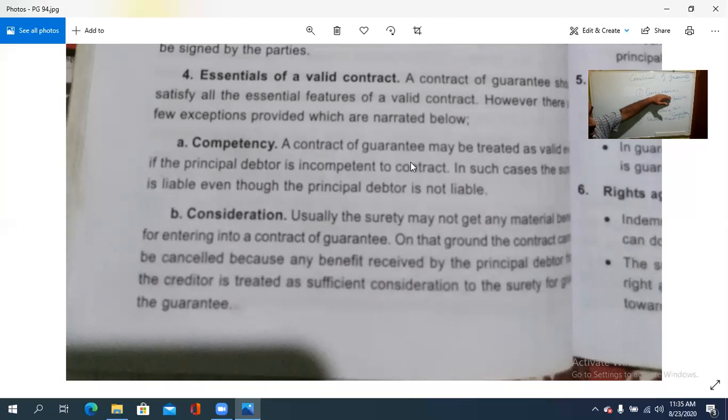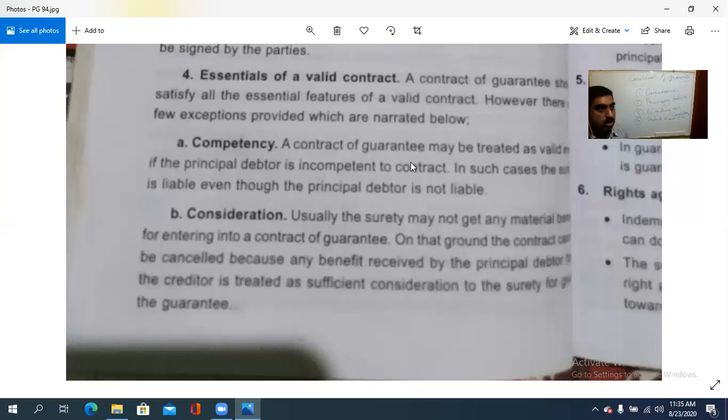Concurrence. That is, all the three parties should come together and enter into a contract. That is the concurrence. Then there should be some primary liability, and also writing not compulsory in case of Indian law. While English law, this is compulsory. And all the essential elements of a valid contract that are also applicable for the contract of guarantee.